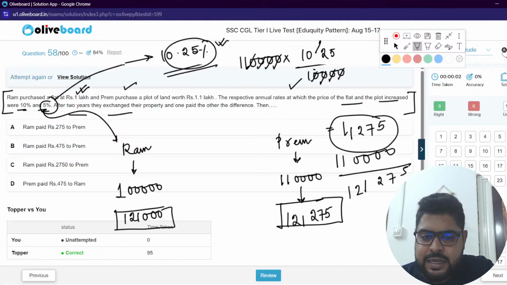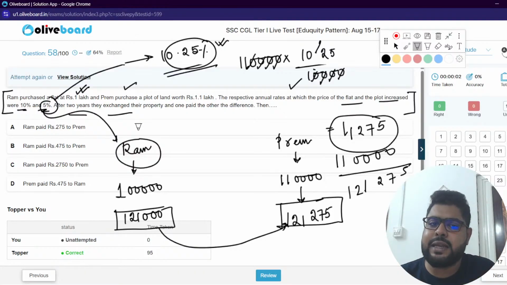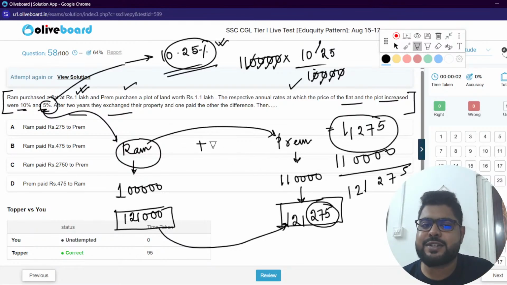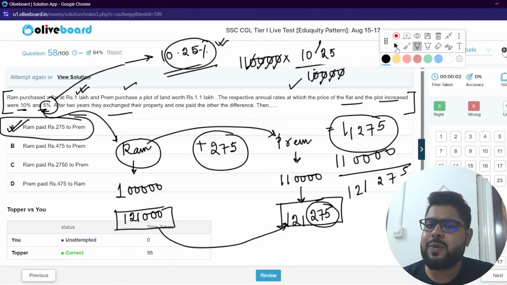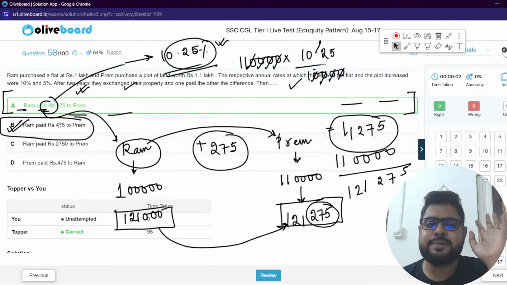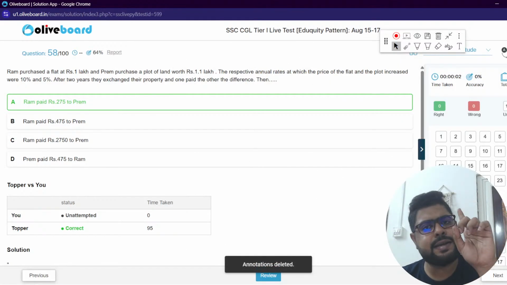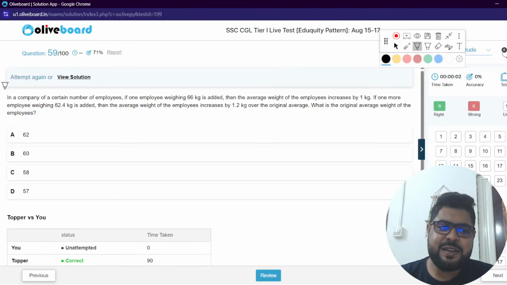That means, you see, the difference is what? If now they exchange the property, Ram needs to pay how much? Ram needs to pay 275 rupees extra to Prem. So Ram will pay 275 rupees to Prem. That is option number 1, or option A. That is my correct answer. Done. A little calculative, definitely. Okay. Next one, sir.